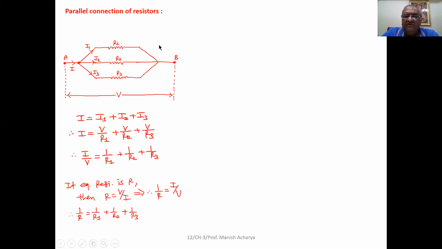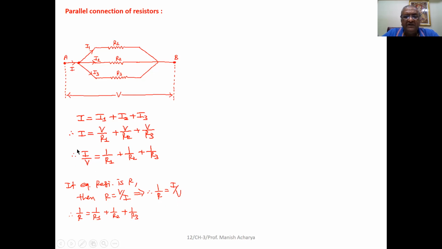Now, suppose the equivalent resistance of this entire connection is R. It implies that if this connection of three resistors is replaced by only one resistor having resistance R, then the same voltage will constitute the same current. Then we can say that resistance R is the equivalent of this combination. So if the equivalent resistance is R, then we can write R equal to V by I. So we can write 1 upon R is I by V.